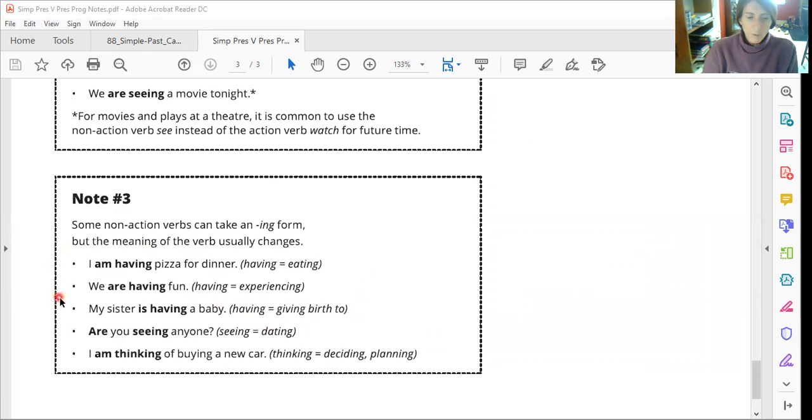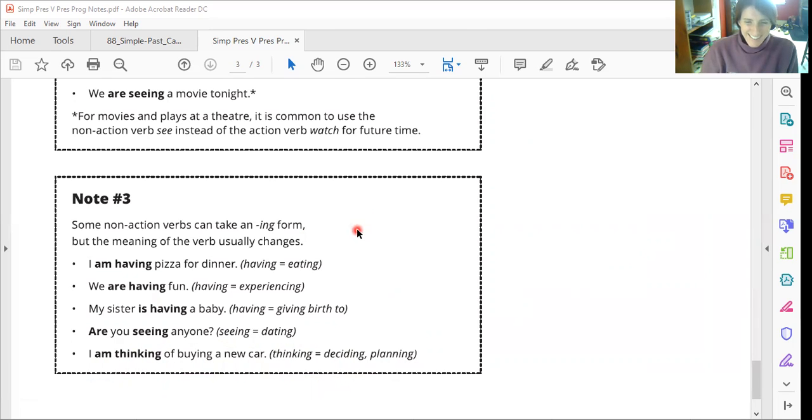So there are many different ways that we use have in a very general way to mean a lot of different things. The other one is like this with see. Are you seeing anyone? In this case, seeing means dating, going out with, having a romantic relationship with someone. I am thinking of buying a new car. And in this situation, think means deciding or planning. So you could also say, I am planning to buy a new car.